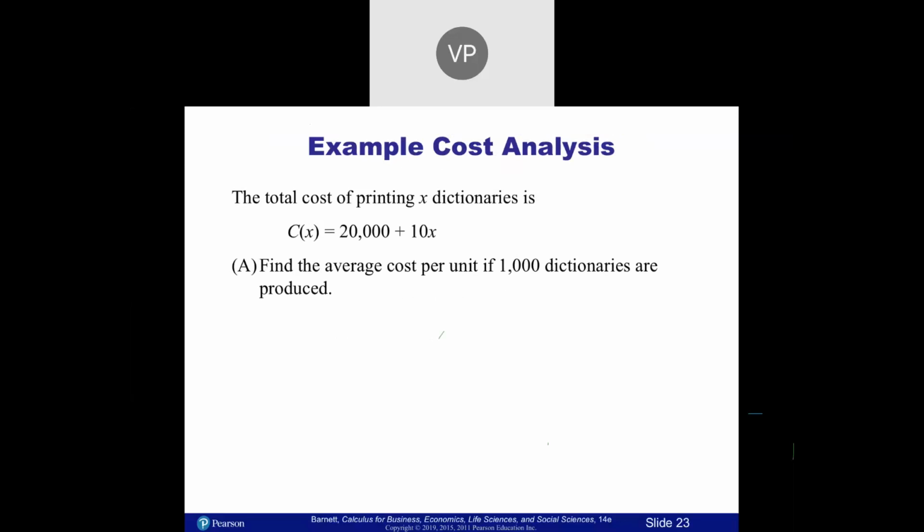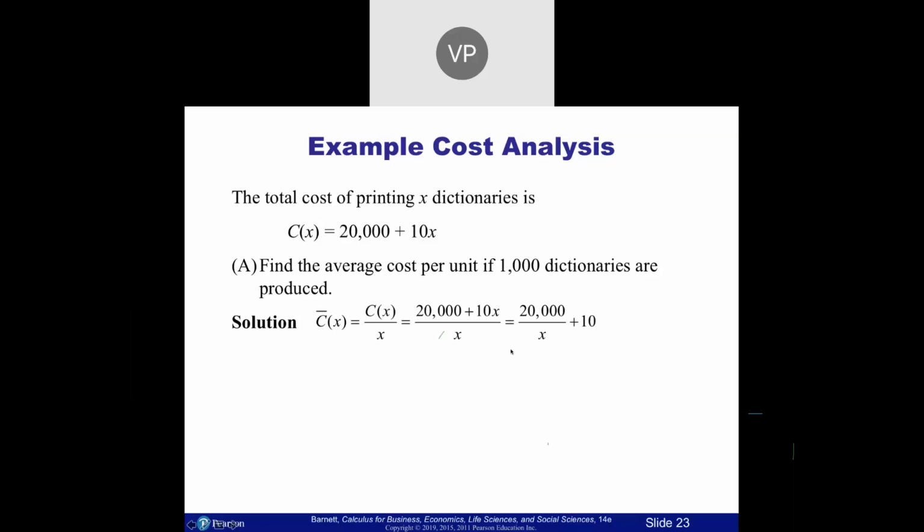The cost of printing x dictionaries is 20,000 plus 10x. Again, your fixed cost is 20,000, and then after that, it's going to be $10 for every single one. So now we want to find the average cost per unit if 1,000 dictionaries are produced. So first off, you get this function right here, which is average cost. You take the total cost divided by x. So they clean this up first. Take this 20,000 plus 10x divided by x. That gives you 20,000 over x plus 10. That's the average cost function. So they want to know, what is the average cost if you do 1,000 dictionaries?